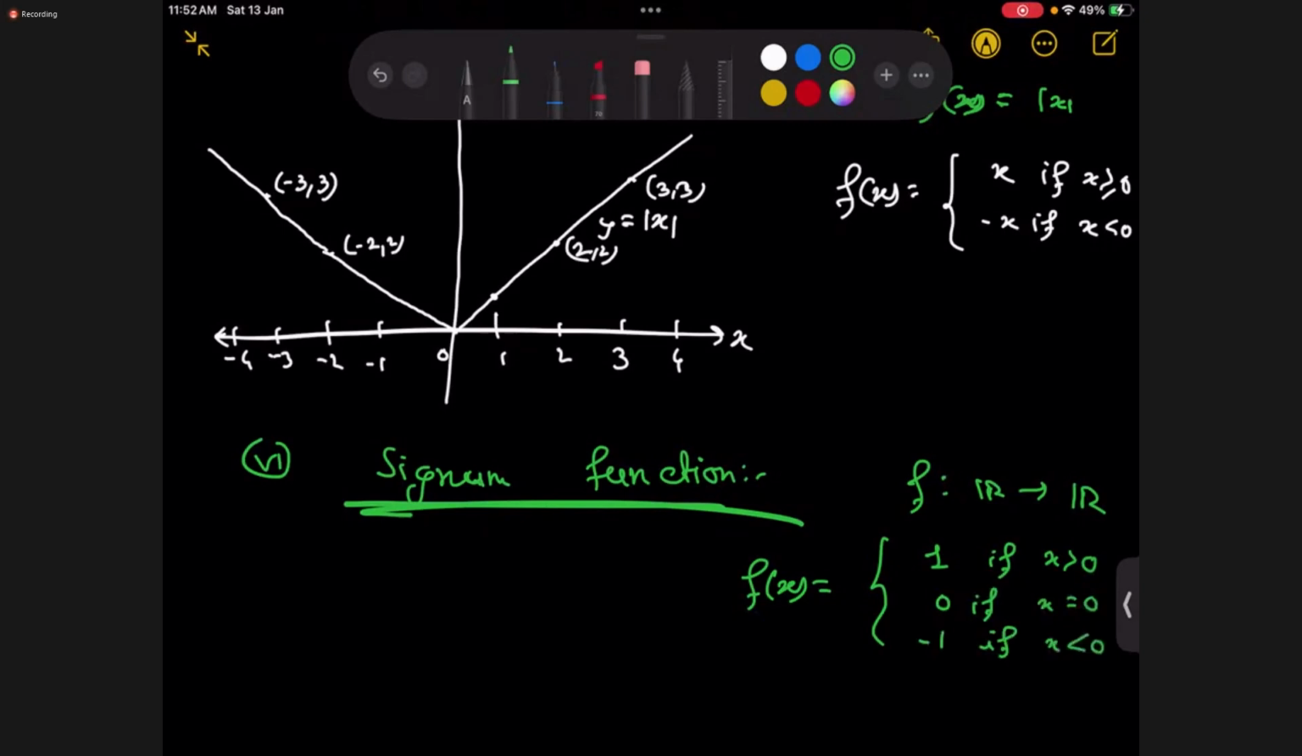So this is nothing but a combination of three constant functions. Whenever the function is defined over negative real numbers, the function is constant minus 1. Whenever the function is defined at the point 0, it is equal to 0. And whenever it is defined on the positive real axis, then it is plus 1. So what is the graph of the function?